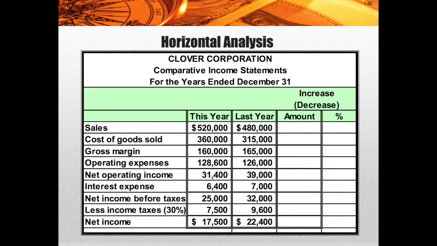Okay, so we've done the balance sheet and we've looked at the asset side, and of course the liability side would be similar. Let's look at the income statement. The income statement here for Clover Corporation is sales of 520. Last year they were 480. Cost of goods sold were 360. Last year they were 315.